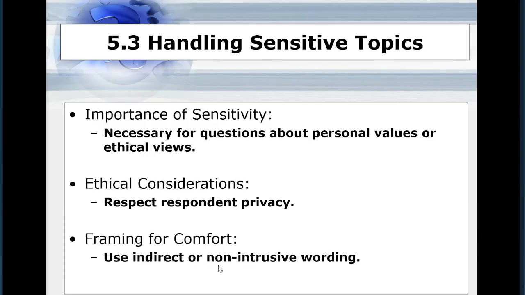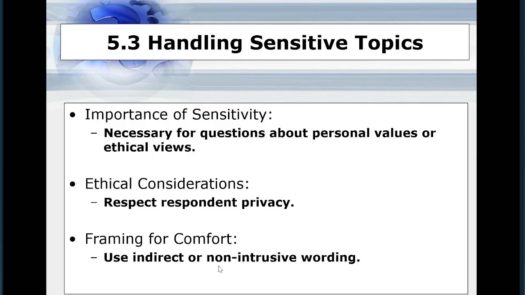Handling sensitive topics. Handling sensitive topics requires a respectful, thoughtful approach. Topics related to personal values, ethics, or private preferences may cause discomfort or reluctance to answer honestly. Using indirect questioning can alleviate discomfort, such as asking about general opinions on environmental issues rather than individual behaviors.